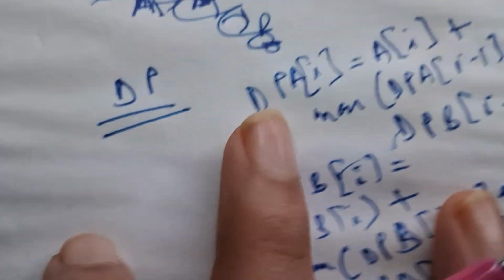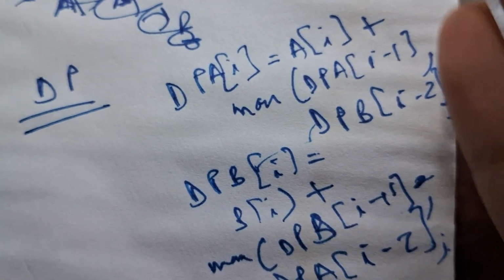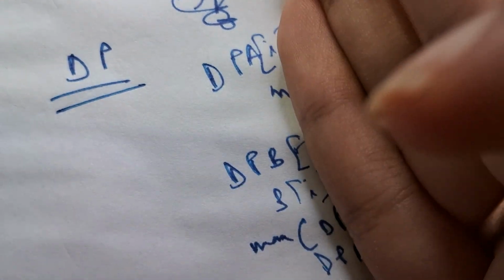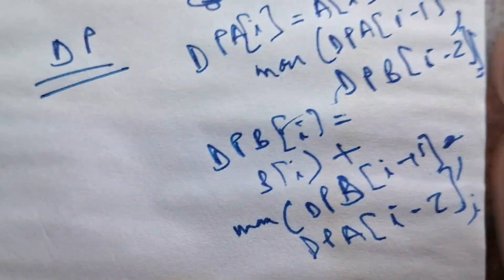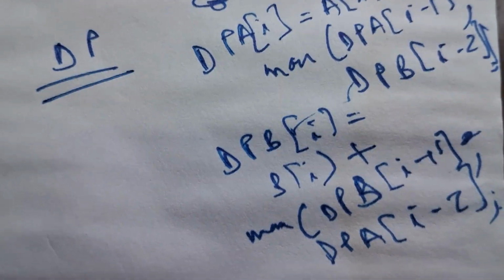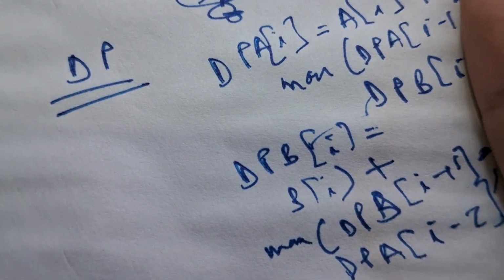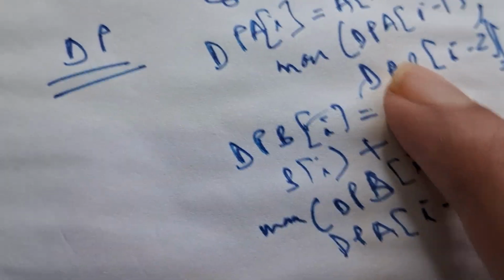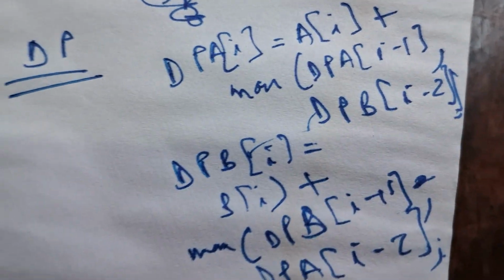Clear? Why is it so? Because whenever you're drinking one drink, it may happen that you have drunk the previous drink of the same category, or you have skipped the previous hour and drunk the previous-to-previous drink of the other category. So this is what the recursive relation looks like.